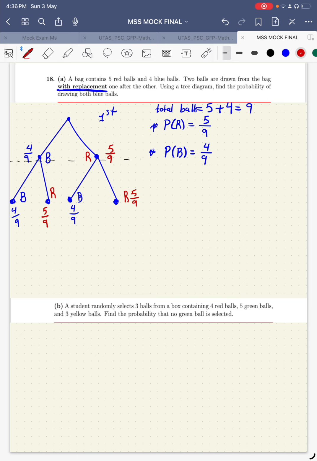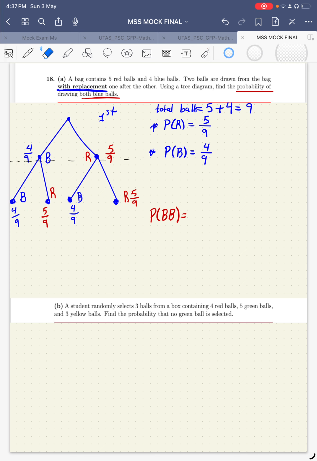So what do they want me to do? Using a tree diagram, find the probability of drawing both blue balls. So they want the probability of getting blue and blue. يطلع لي كورة زرقاء من السحب الأولى وكورة زرقاء من السحب الثاني. So I'm going to go to my diagram here to get the probability of getting blue in the first draw, which is 4 over 9. In the second draw it is also 4 over 9. So those two I'm going to multiply together.